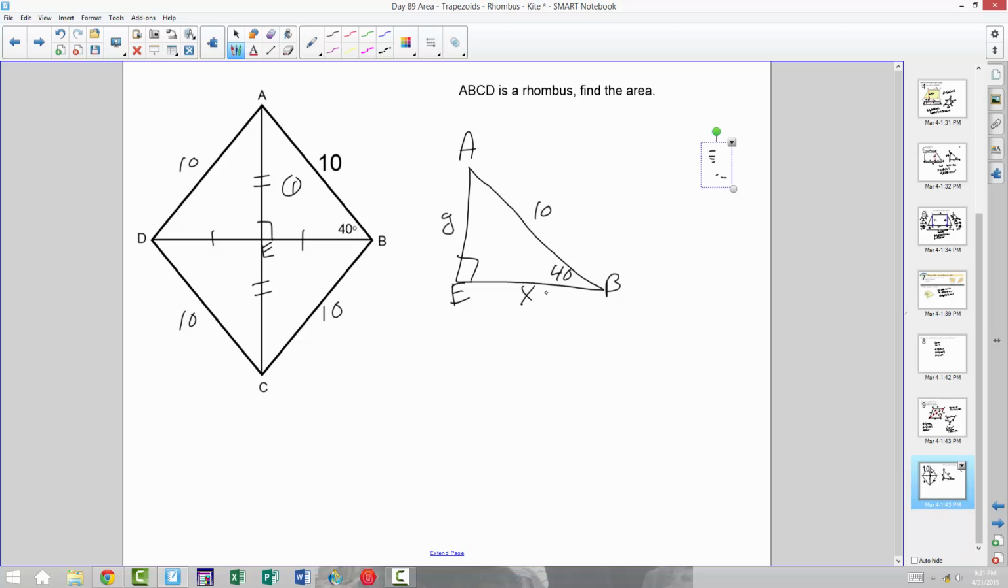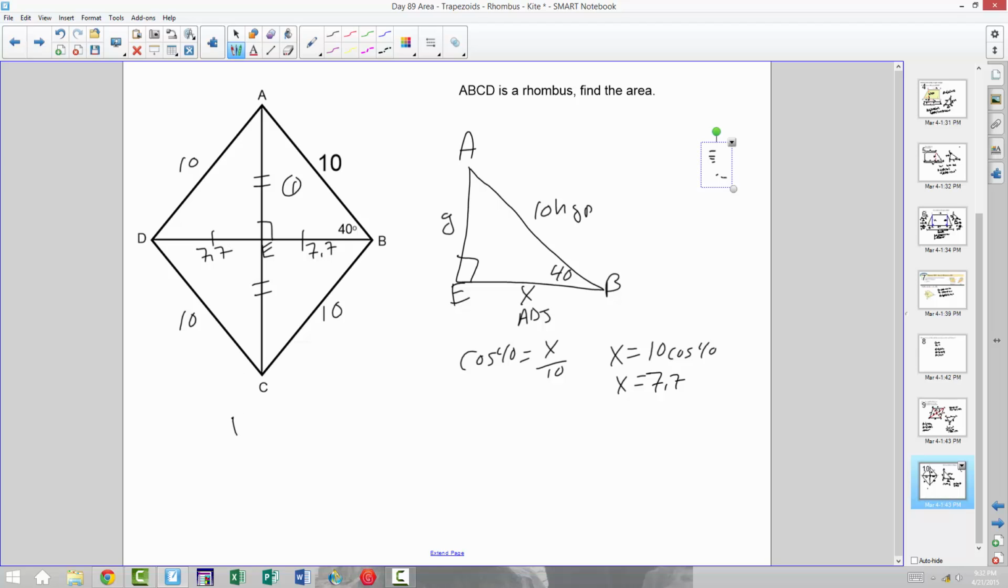So I'm going to solve for x first. How does x relate to the angle? It's adjacent. How does 10 relate to the angle? It is the hypotenuse. Adjacent over hypotenuse is the cosine. So the cosine of 40 is equal to x over 10. Cross multiply, so x is equal to 10 cosine 40, which is about 7.7. So x is 7.7.